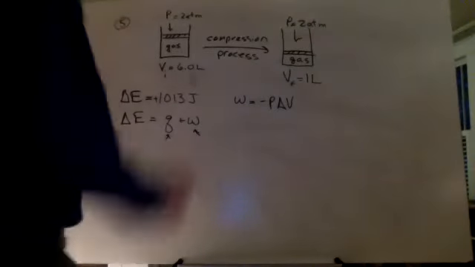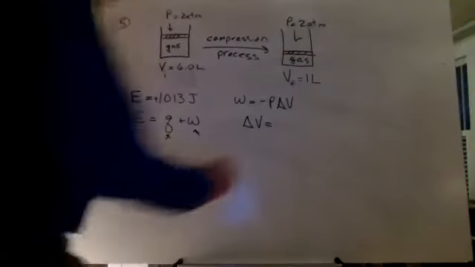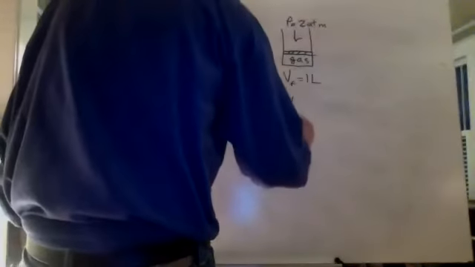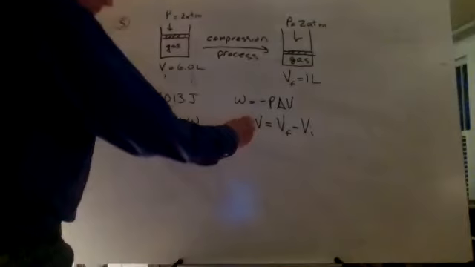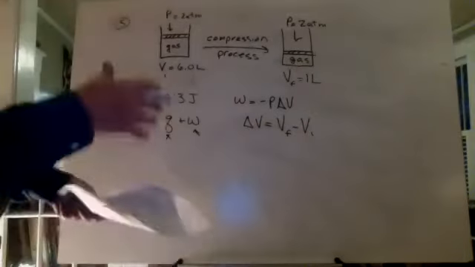And so we just plug and chug here. Well, first let's calculate delta V. What is delta V? That is the final volume where we end up minus the initial volume where we started. Remember that the Greek letter delta means change, means final minus initial. And our final volume was 1 liter, and our initial volume was 6 liters. So what we get is minus 5.0 liters.